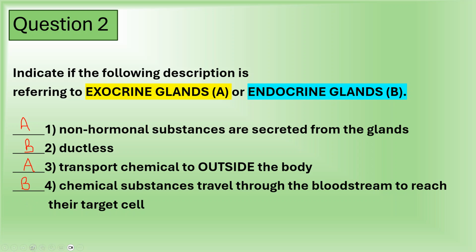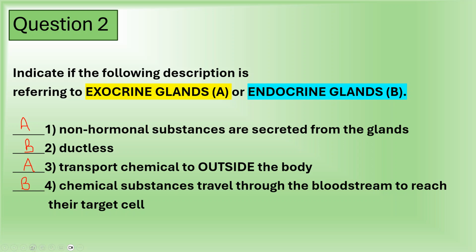Okay, so non-hormonal substances, chemicals that aren't hormones, are going to be secreted from these glands. That's going to be like sweat. This would be an exocrine gland, A. Ductless endocrine glands are the ones that don't have ducts. They're going to go directly into the bloodstream through no duct and stay in the body.